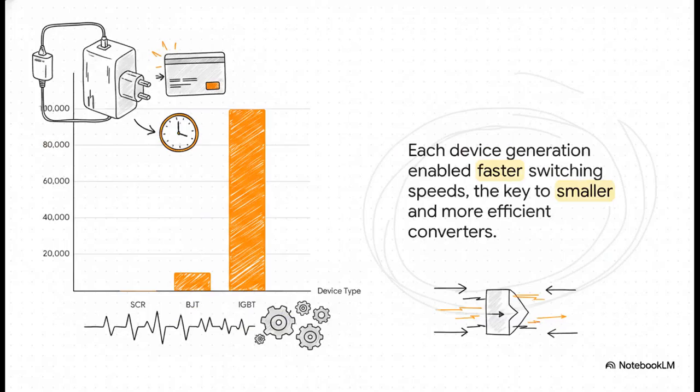So the big takeaway here is this. Each new generation of these devices got faster, a lot faster. We're talking about switching on and off thousands or even millions of times per second. Now, why does that matter? Well, faster switching is the absolute key to making power converters smaller, more precise, and way, way more efficient. It's exactly why your phone charger today is tiny, and one from 20 years ago was a giant brick.